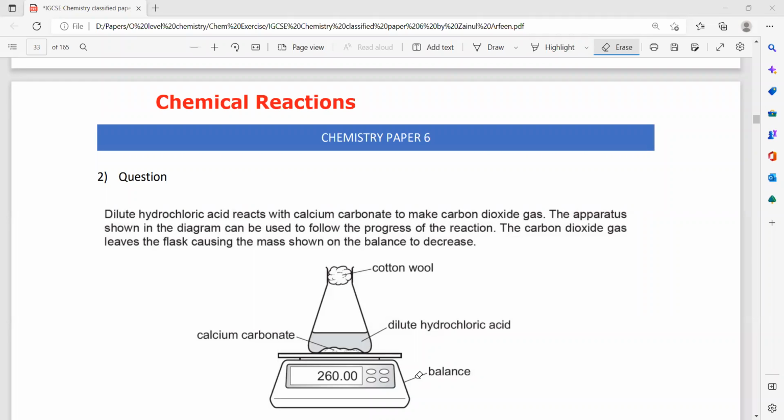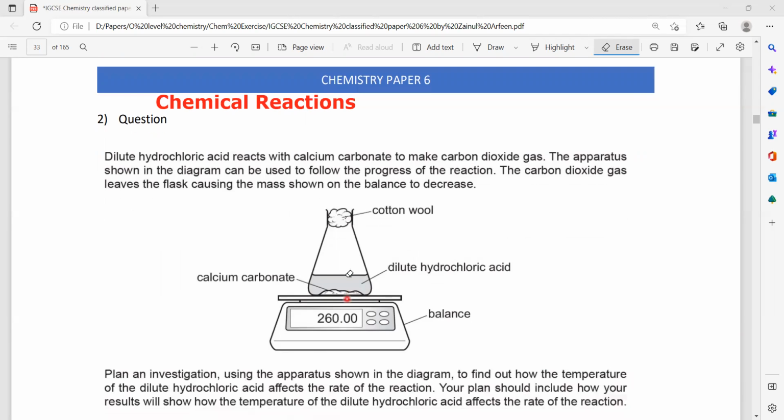So this is about the planning experiment. Dilute hydrochloric acid reacts with calcium carbonate to make carbon dioxide gas. The apparatus is shown in the diagram, and the diagram can be used to follow the progress of a reaction. The carbon dioxide gas leaves the flask, and the balance reading will decrease, because as the gas escapes, the mass of the content in the flask decreases.